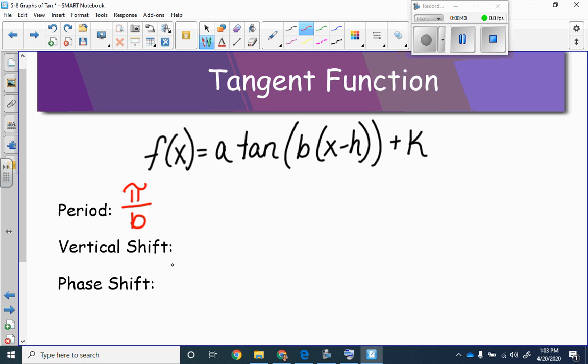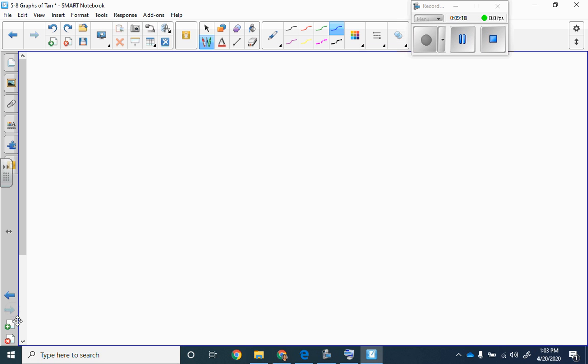Vertical shifts is still going to be, so here's where I'm saying it's more of a vertical shift than a midline. So k is going to tell us if we're going to shift our function up or down, and the phase shift, our value of h, is going to be telling us whether we're going to the right or to the left. Notice that we don't really have anything for a because there is no amplitude when it comes to the tangent function, but a is still going to be important to us because there might be some sort of reflection that takes place with it.